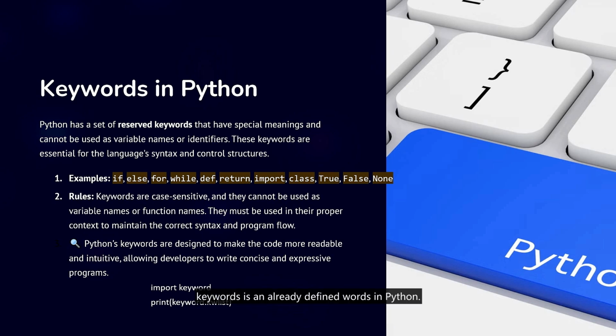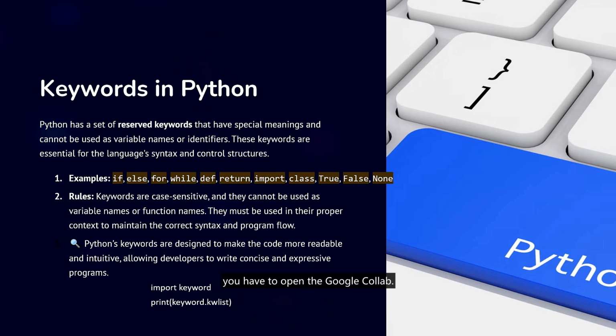So keywords are already defined words in Python. Also keywords are case sensitive. So you have to remember the uppercase and lowercase when writing keywords in Python. After that we are going to discuss how to find all the keywords in Python. For that we are going to discuss an example.